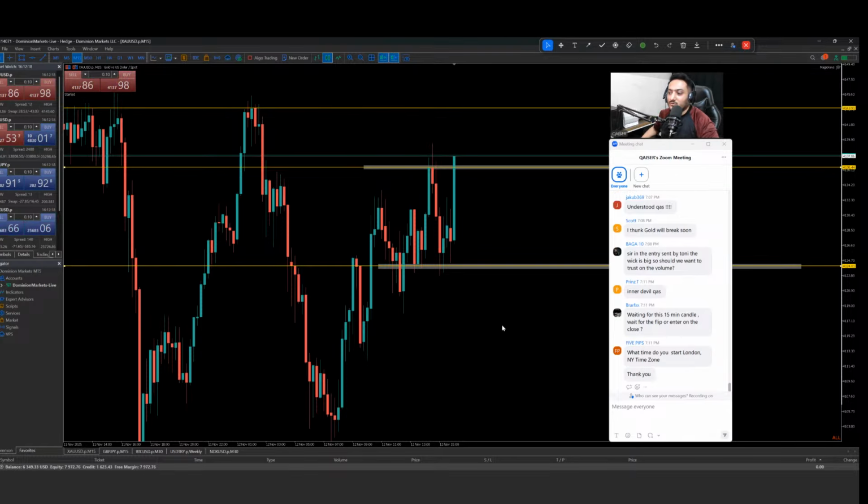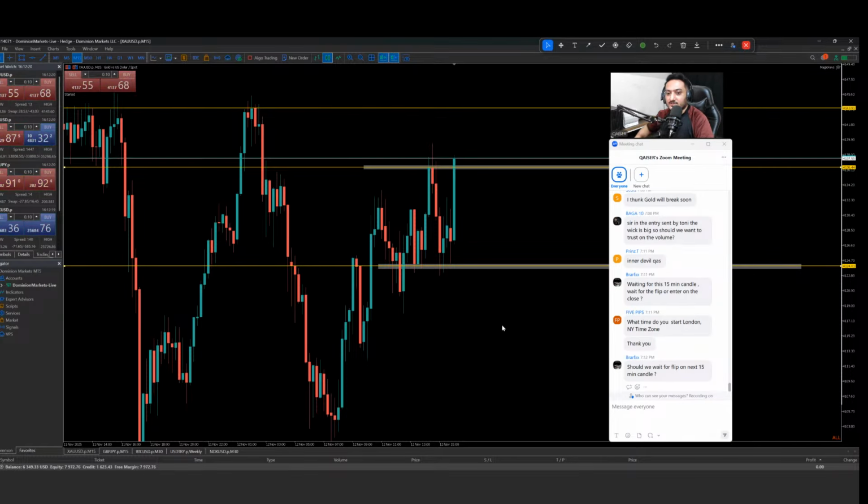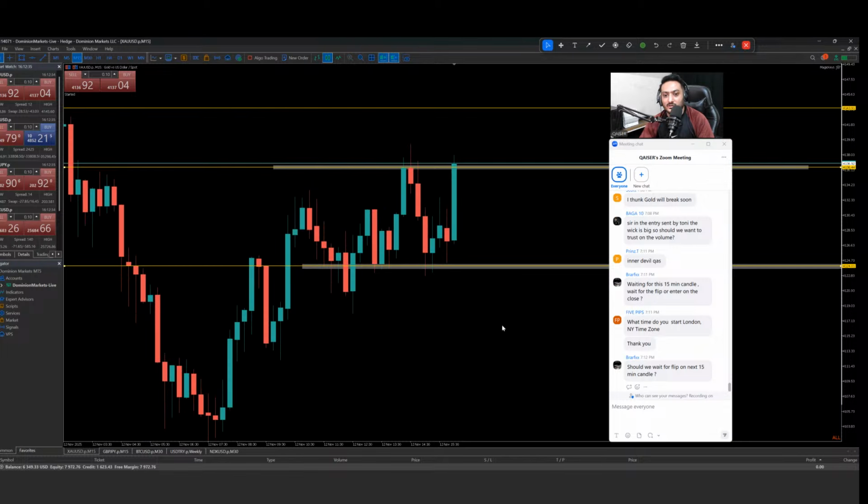Tomorrow I'm planning to go at 2:30 a.m. Eastern, actually. Waiting for the 50-minute candle, wait for the flip or enter on the close. We'll see. 50 minutes is still weaker than the 30 minutes, so we'll see how this 50 minutes is about to close. Okay. Should we wait for... okay, I already answered this one.